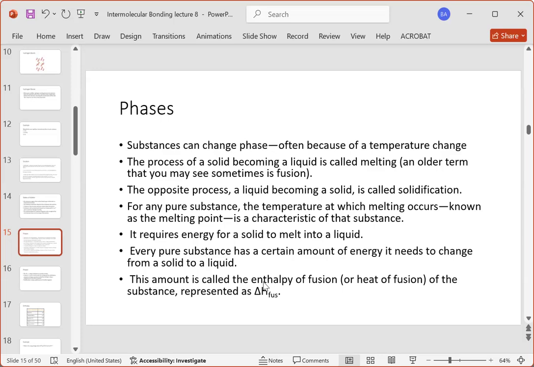Before, we used to call it fusion. The energy that it gets to melt it is called heat of fusion, delta H or enthalpy. Enthalpy of fusion, delta H FUS, where the subscript FUS means fusion. So fusion is the same thing as melting. While it is melting, the temperature will remain the same until it finishes melting.